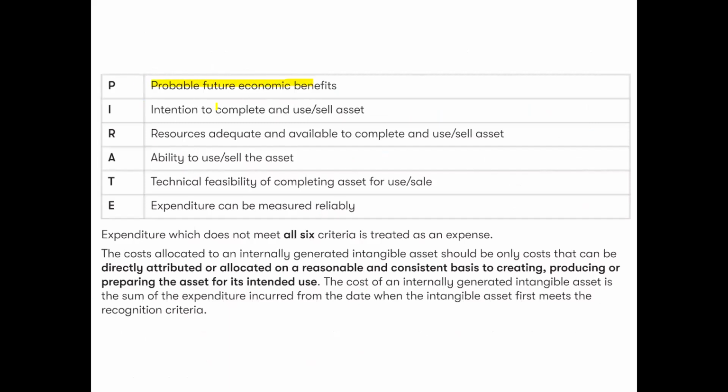And you will see there's a nice abbreviation, PIRATE, so there should be probable future economic benefits. I should have the intention to complete that internally generated asset. I should have the adequate resources to be able to complete it. There should be ability for me to sell it. I need to have the technical feasibility to complete that asset, and the expenditures that I incur should be measured reliably. And if I meet all 6 of these criteria, I can then capitalize it as part of intangible asset.